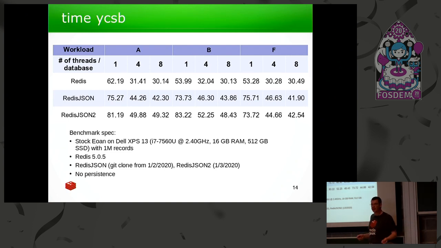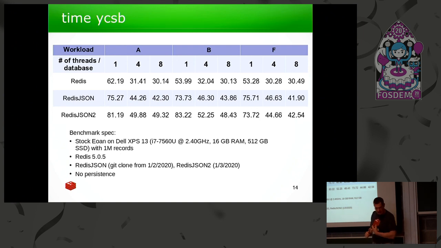I use Redis 5.0.5 as a kind of reference architecture. You see that in the first line, basically to see how RedisJSON scales up against the native Redis implementation. And the native Redis implementation is already, as I said, part of the YCSB code base.